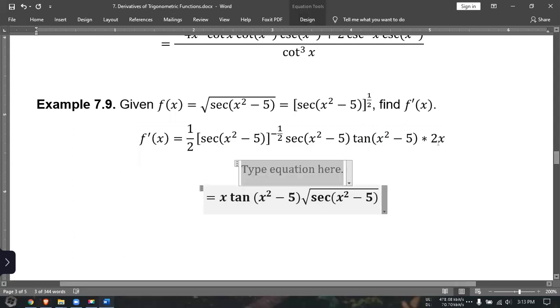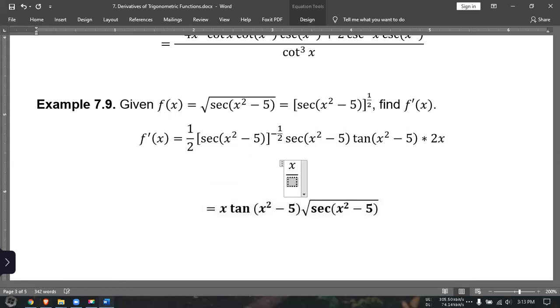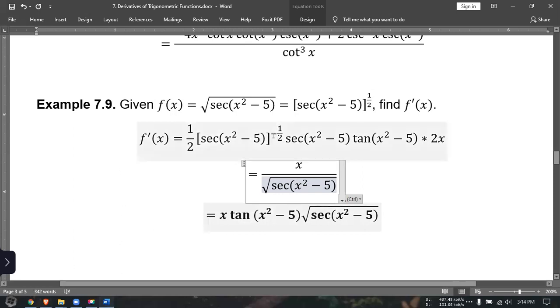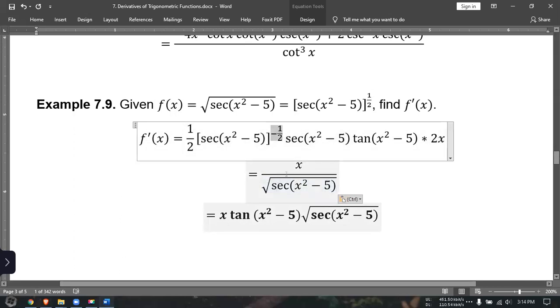1/2 here times 1/2 times 2x there is x, right? Is x. And then, this is 1/2. This is negative 1/2. We can just go over with the definitions or the laws of radicals and laws of exponent. So, secant x squared minus 5 quantity negative 1/2 is secant square root of secant x squared minus 5. Pero nasa baba kasi negative. That is because the exponent is negative and the exponent is fraction. Okay?